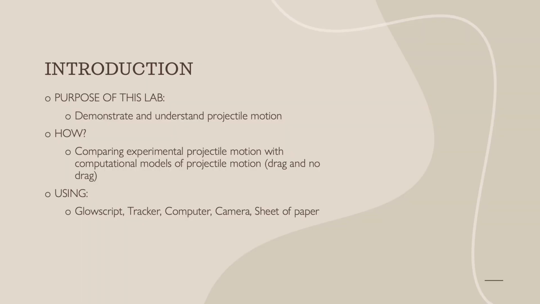The purpose of this lab was to demonstrate and understand how objects move in projectile motion, and we did so by comparing experimental projectile motion data with two different computational models of projectile motion, one that included drag and one that included no drag and only gravity. We did this using GlowScript for our code, Tracker to track our experimental object, a computer to run the code, a camera to record our object moving, and a balled up sheet of paper to act as our projectile.